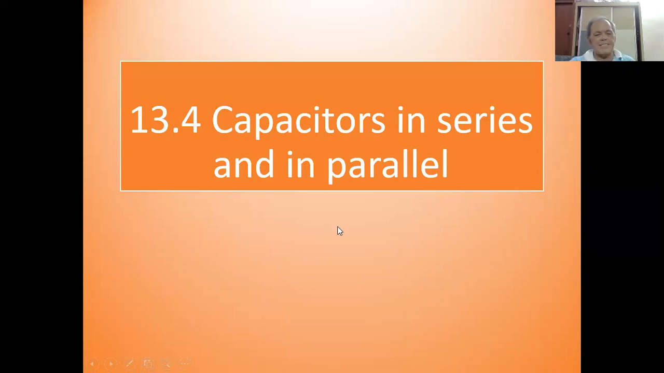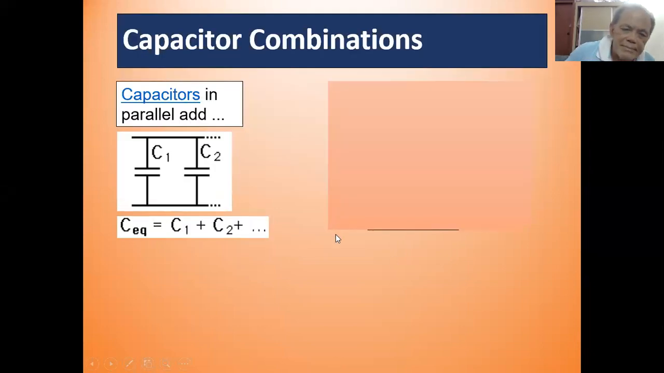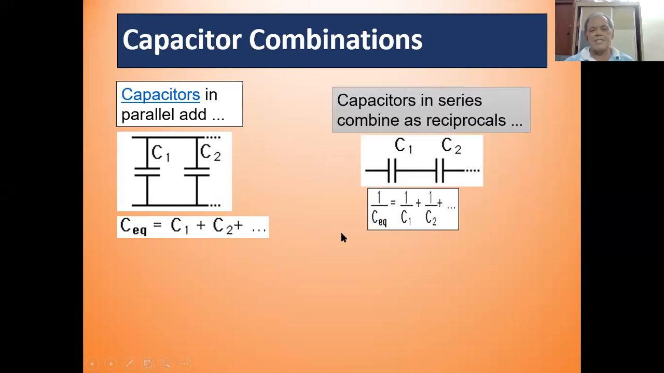Okay, capacitor in series and in parallel. Basically, these are the two formulas that we will be looking at. Right, in parallel, you add the capacitance. In series, you take the reciprocal. As I say, it's opposite to resistor.